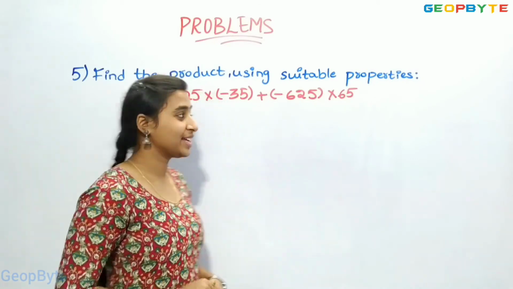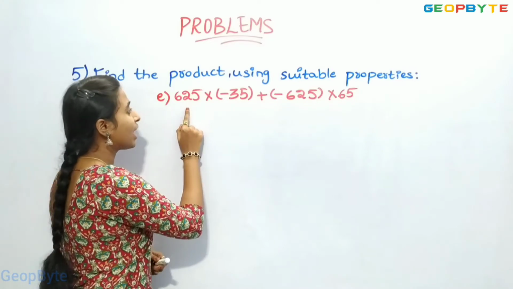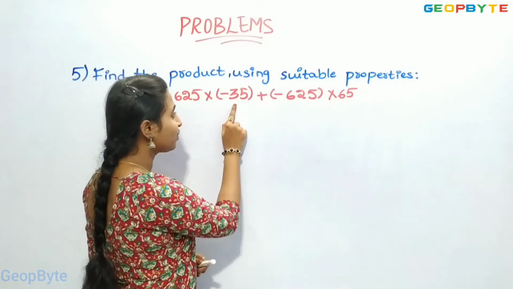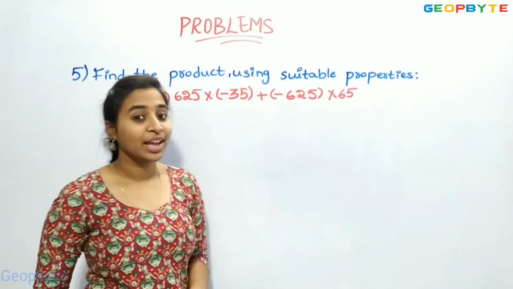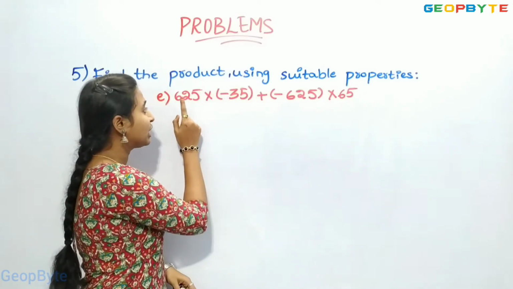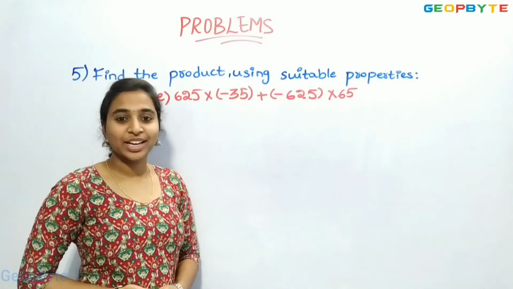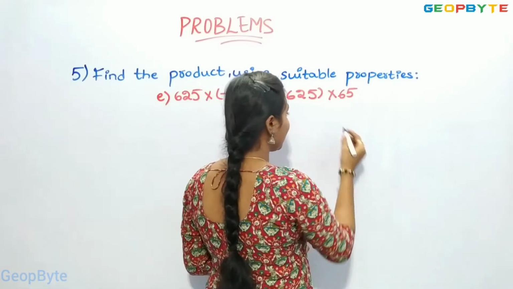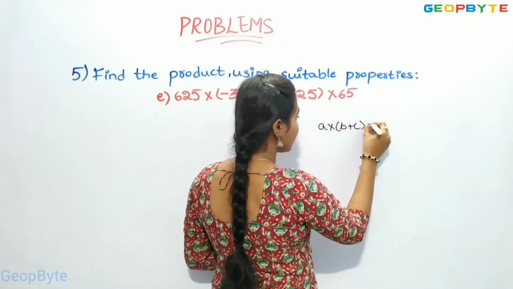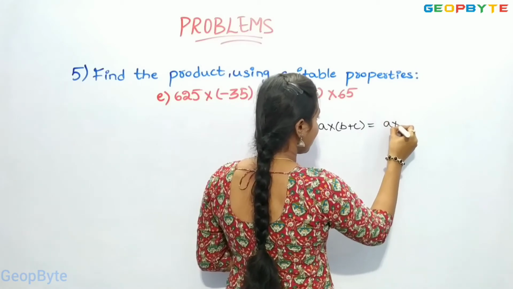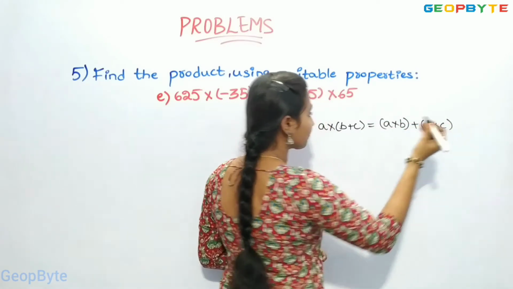Now, let us see bit E. Here we have 625 into minus 35 plus of minus 625 into 65. As you can see, 625 number is repeated again. If a number is repeated, we can use distributive property, that is A into B plus C is equal to A into B plus A into C.